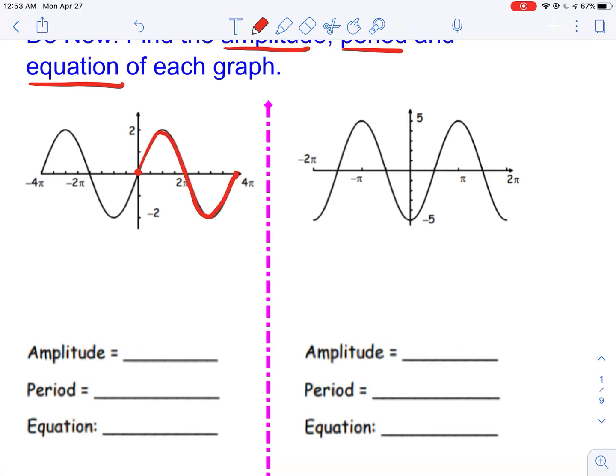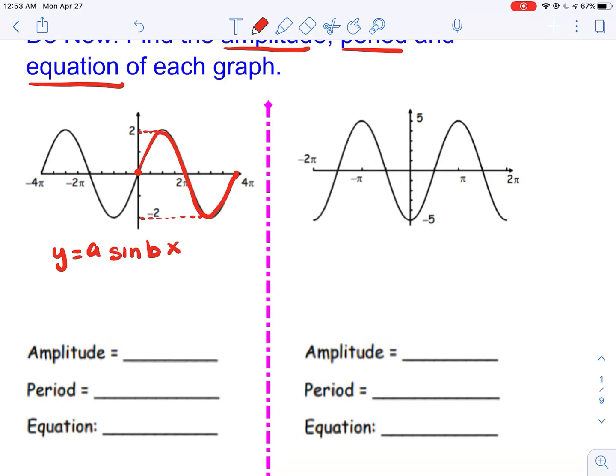Well, if we're looking at where it starts, right, and where it finishes, because it's starting at 0, we can definitively say in this case that we're working with a sine. Okay, so that would be something of the form a times sine b of x.